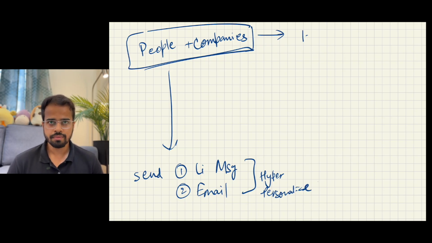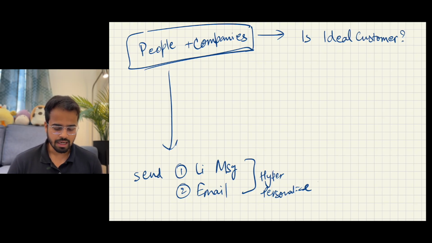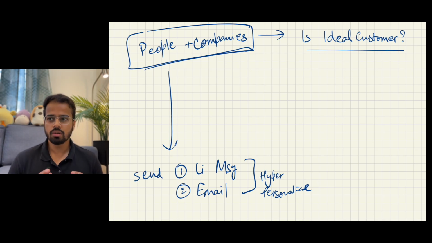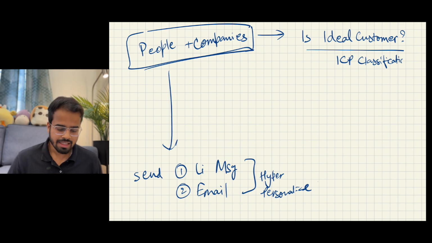In order to achieve this, we first need to figure out whether this is even an ideal customer. So how we do this is very simple. We need to give it some classification metrics. Every company has that, whether this company fits in our target market, target industry, target size, is this the right time to approach, how should we approach it, etc, etc. So that is something we will call as ICP classification.